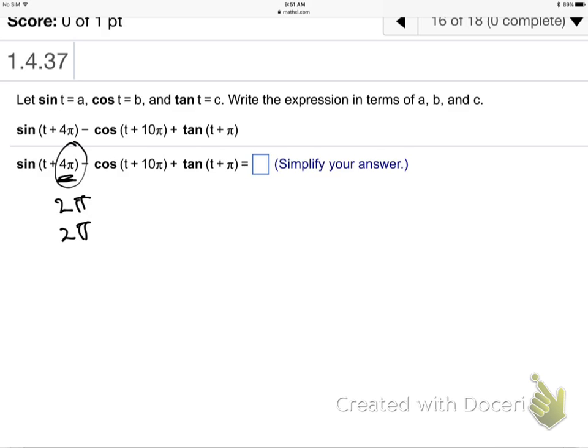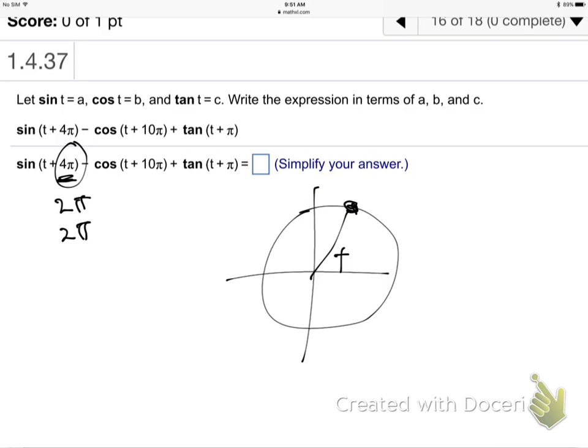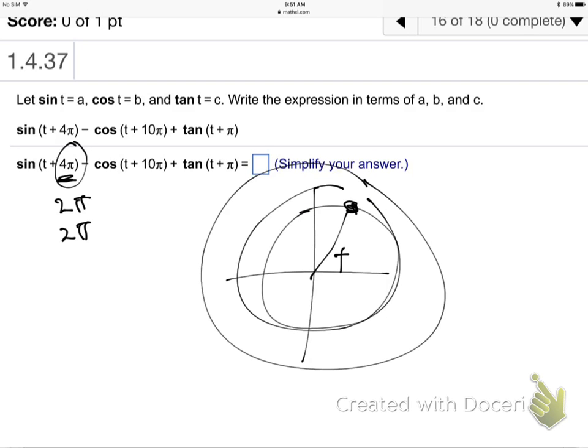So what happens if you add 2? If you're on the unit circle, you're right here at some angle t, but then you go around 1 full circle and another full circle. I'm still at the same spot, aren't I? t plus 4 pi, 2 full circles later, is the same as t. It's the same spot on the unit circle, isn't it? You with me on that?